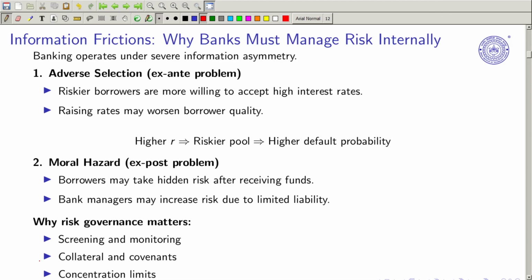We have already discussed what an evergreening account is, so we can touch upon those kinds of things. Borrowers may take hidden risk after receiving funds, and bank managers may increase risk due to limited viability. Risk governance matters because you already have deployment of technology for screening and monitoring, collaterals and covenants that we have discussed, and concentration limits, that is, how concentrated the market is in the banking sector. Now there are theoretical angles attached.